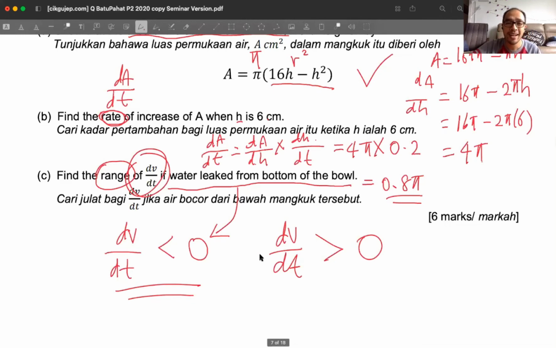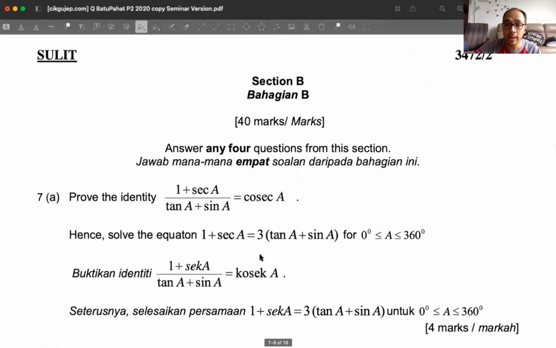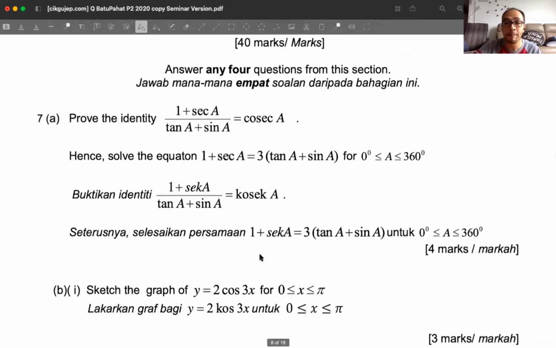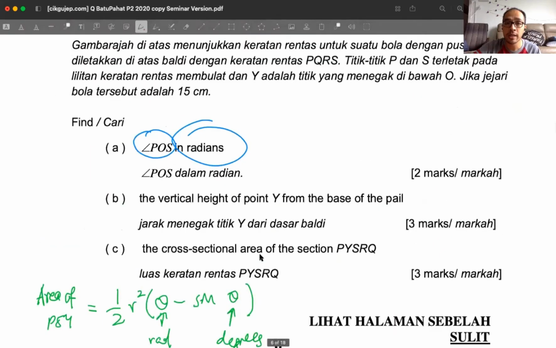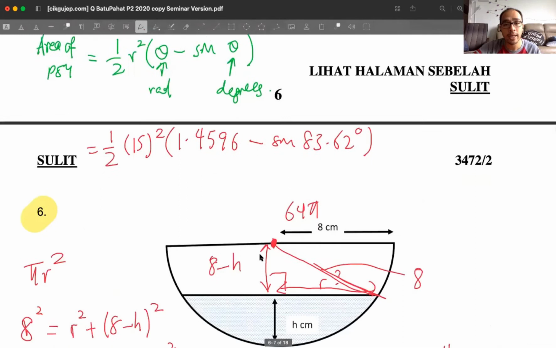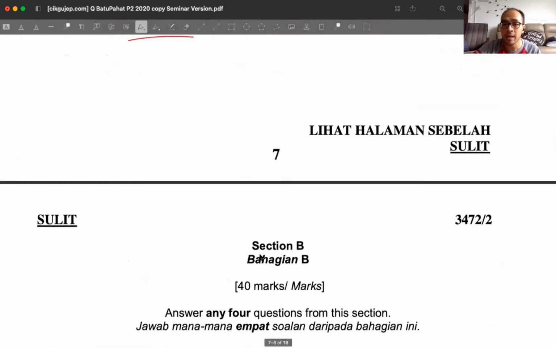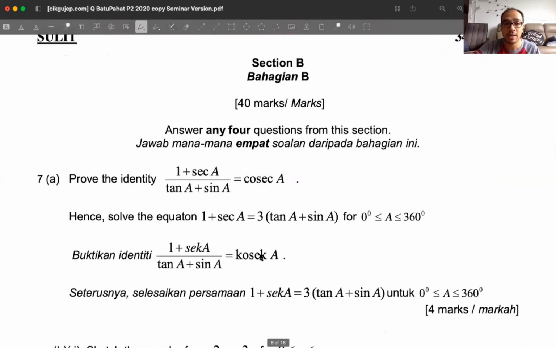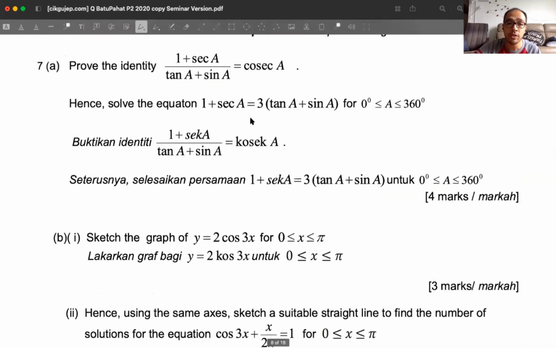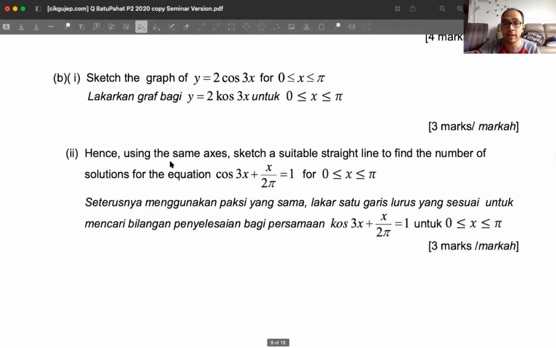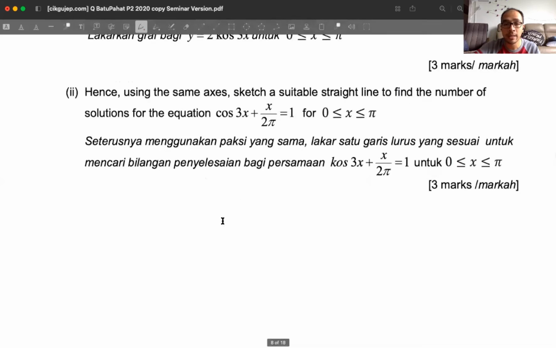All right. Now I noticed that in the Batu Pahat paper, the HOTS questions came from section A. If you look at section B, nothing in section B or C is HOTS. Look at the trigonometry question. Only the identity is a little bit difficult, only a little bit. But the sketching of the graph is pretty simple, and you can answer this.